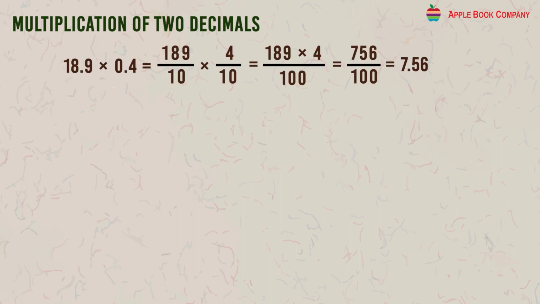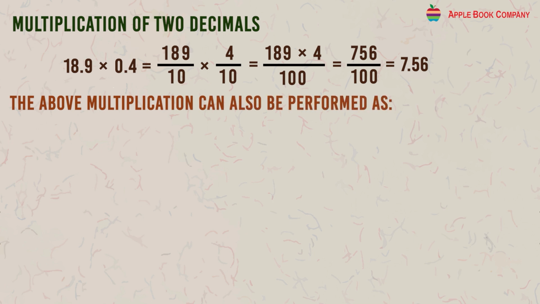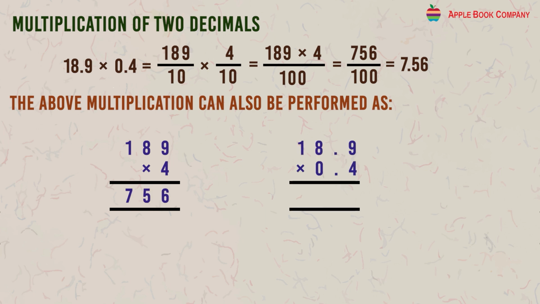Multiplication of two decimals. Look at this example. 18.9 into 0.4 is equal to 189 by 10 into 4 by 10, which equals 189 into 4 by 100, which can be written as 756 by 100, that is 7.56. The multiplication can also be performed as 189 into 4, which is equal to 756. Since 18.9 has one decimal place and 0.4 has one decimal place, the result 7.56 has two decimal places, that is 1 plus 1.